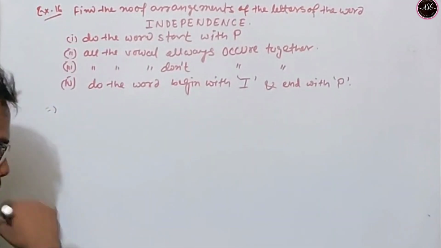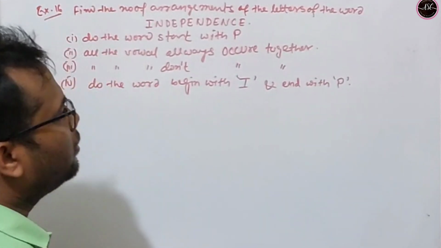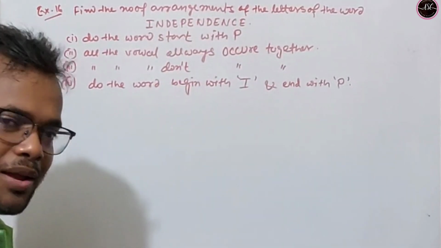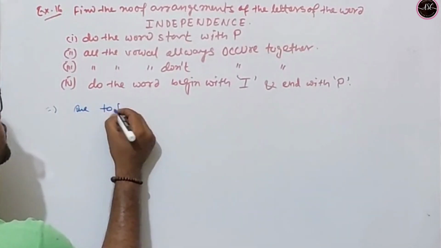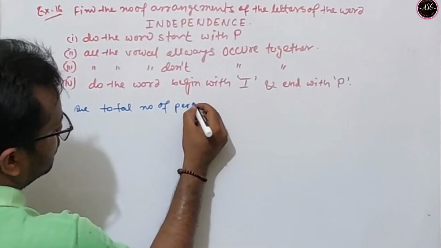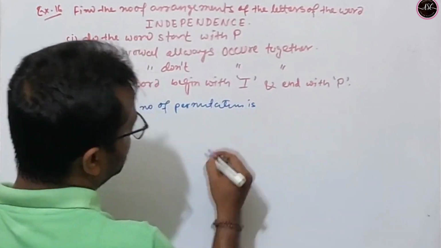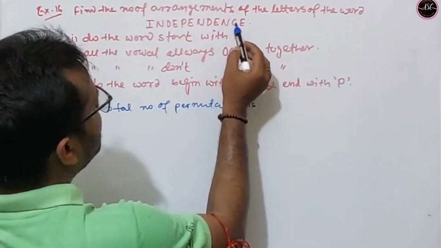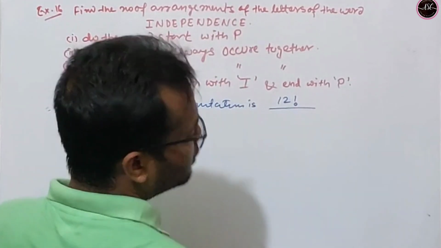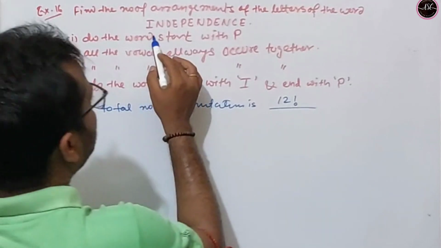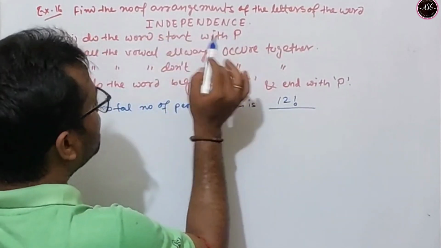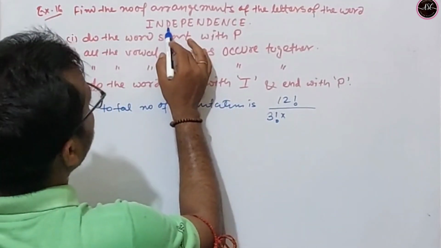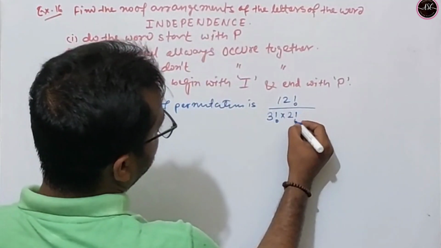So first we will find the total permutation number where all the letters are there. In the word independence there are 1, 2, 3, 4, 5, 6, 7, 8, 9, 10, 11, 12 letters. That means 12 divided by the factorial of repeated letters. Here I is not repeated, so we can't write it. N repeated 3 times, so 3 factorial. Here D repeated 2 times, so 2 factorial.